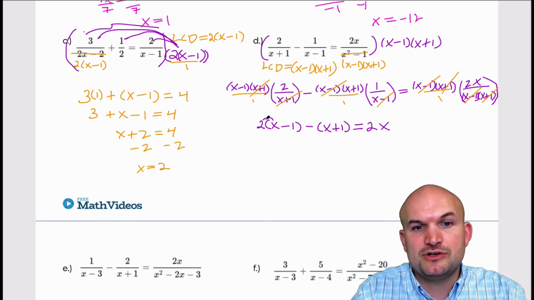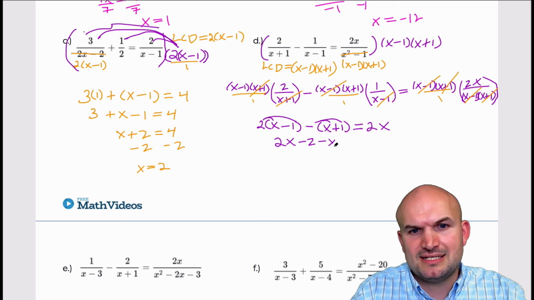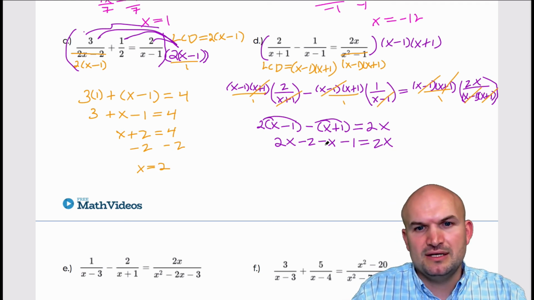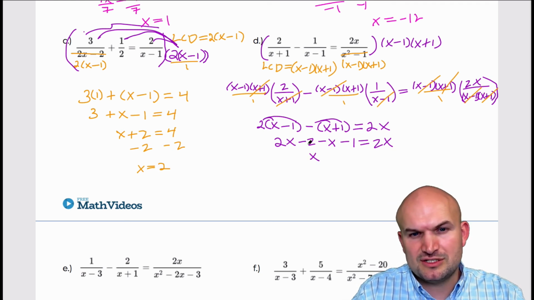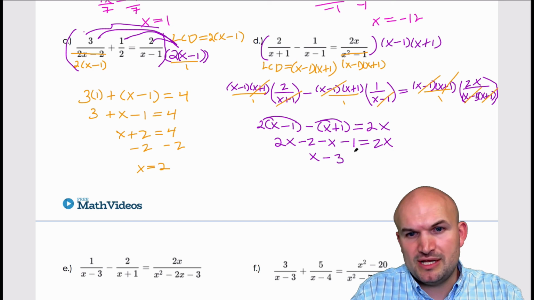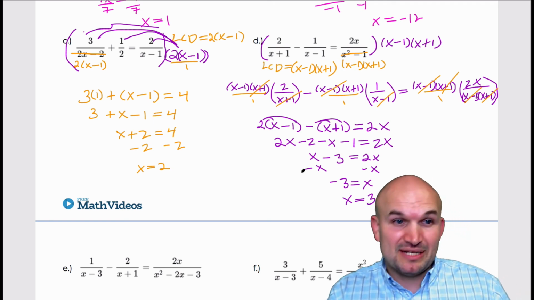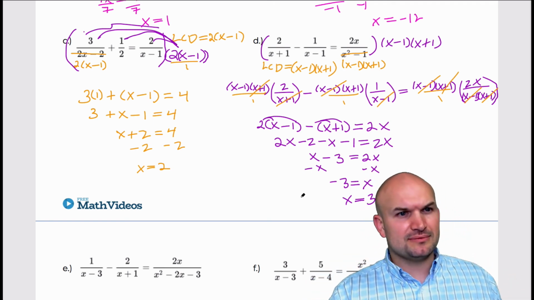Now I'm going to apply distributive property here, and therefore I have 2x minus 2 minus x minus 1 equals 2x. Now I can combine my like terms and get them to the same side. So here I have an x, negative 2 minus 1 is a minus 3, equals 2x. I'll subtract the x. And you can see I get negative 3 is equal to x, or x is equal to 3. But now, oops, I did forget to check this.